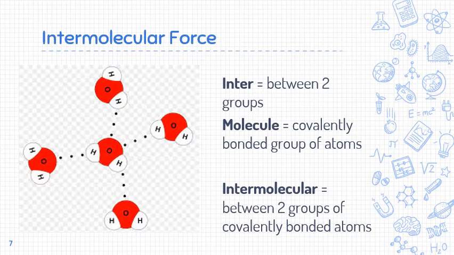So now let's look at these prefixes and attach them onto our molecular forces that we've been looking at. So intermolecular force means, again, it's between two groups, and specifically between two molecules. We know that molecules are covalently bonded groups of atoms, so we're looking at the force that is between two groups of covalently bonded atoms. So in this picture on the left, the intermolecular force would be that dotted line. So I'm going to circle that for us here. That dotted line is what we're talking about. What is going to connect one water molecule to another molecule.